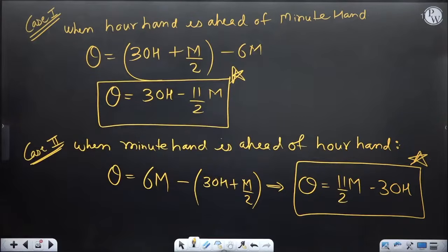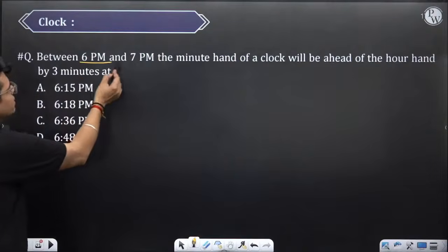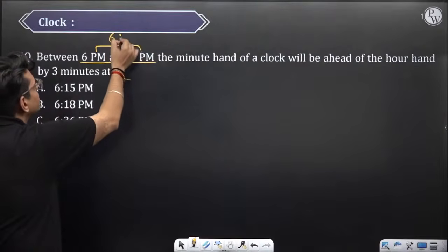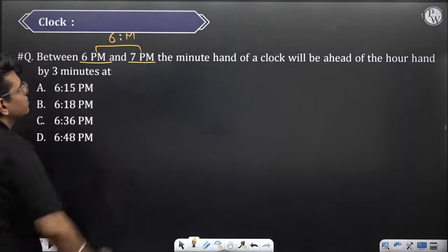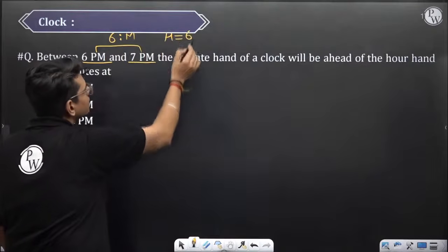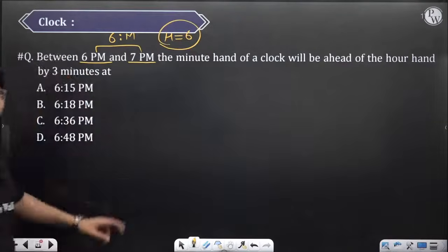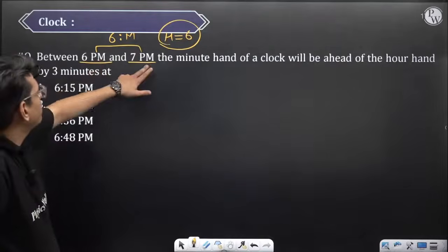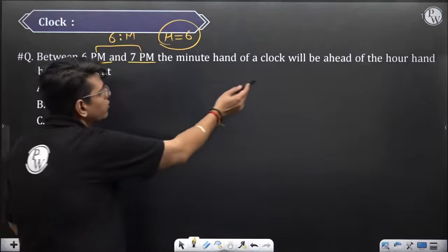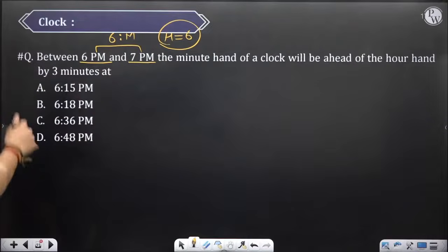All right, now let's look at a question between 6 and 7 p.m. This means the time is something like 6 hours and some minutes. So here h becomes 6, right? You have to remember this. If we are given some time 6 to 7, then the initial value is our h value. The minute hand of the clock will be ahead of the hour hand by 3 minutes.